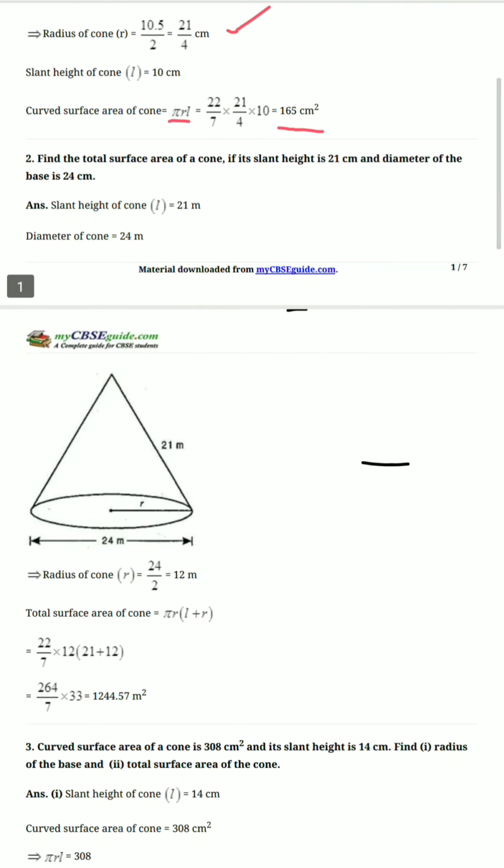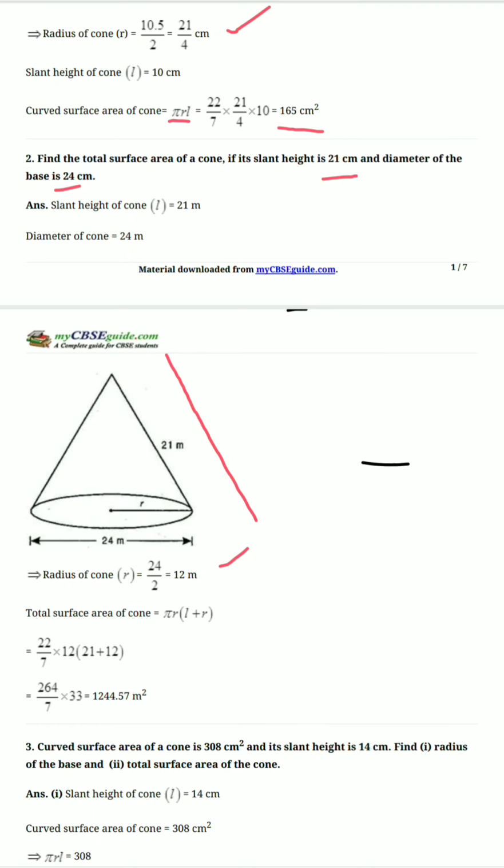Now this is the second question of the exercise. Find the total surface area of a cone if its slant height is 21 centimeter and diameter of the base is 24 centimeter. Now in this question we are being given the slant height, and diameter is given 24 centimeters, so radius will be half of it, that means 12 centimeter. Now we have to find its total surface area.